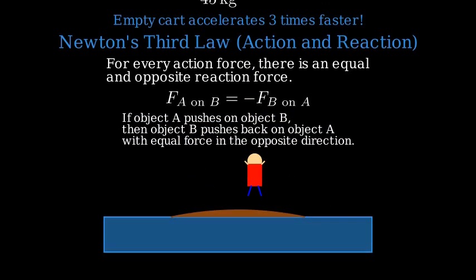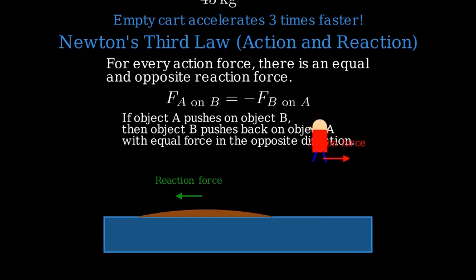First, imagine someone jumping from a small boat. When the person pushes against the boat to jump forward, the boat is pushed backward with equal force. The person exerts a force on the boat, and the boat exerts an equal and opposite force on the person. This is why the boat moves backward when someone jumps from it.